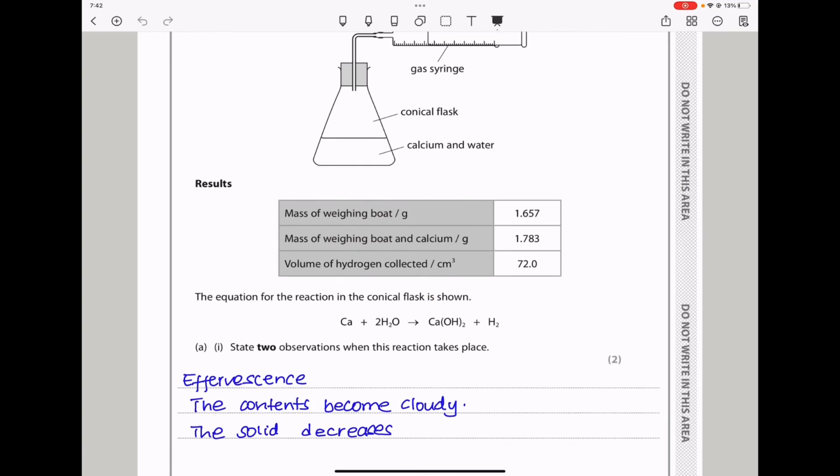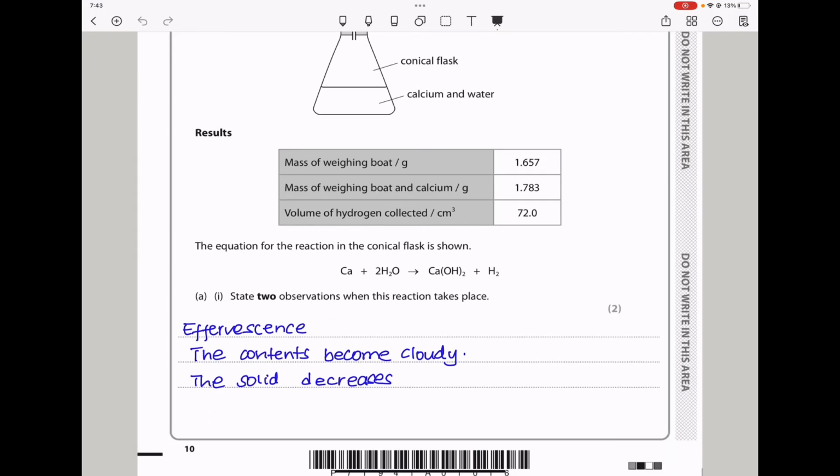They say the equation for the reaction in the conical flask is as shown here. Calcium, which is a metal, reacts with water to produce calcium hydroxide and hydrogen. State 2 observations when this reaction takes place. Of course, we expect effervescence because hydrogen gas is formed, and because some calcium hydroxide is going to be insoluble, we expect the contents to become cloudy.